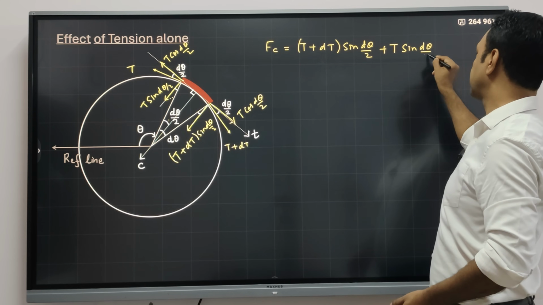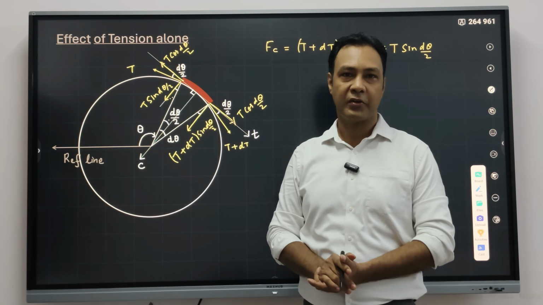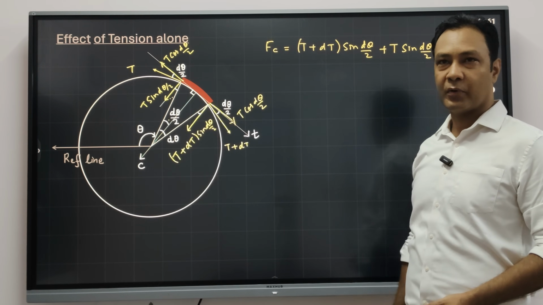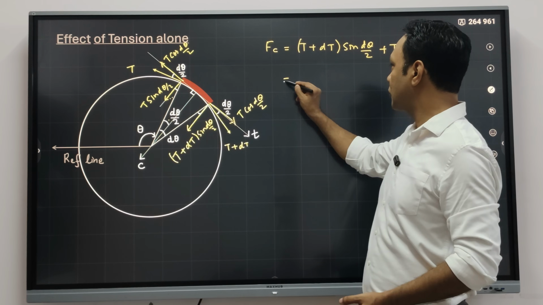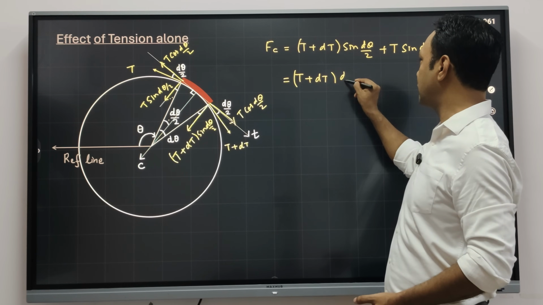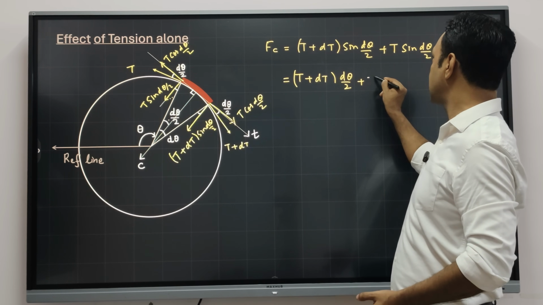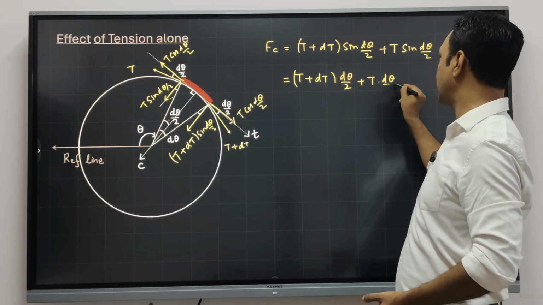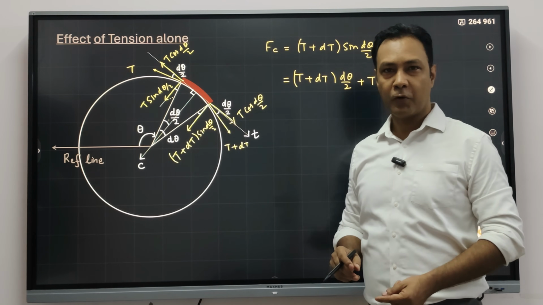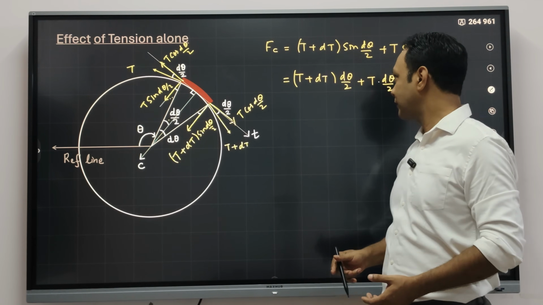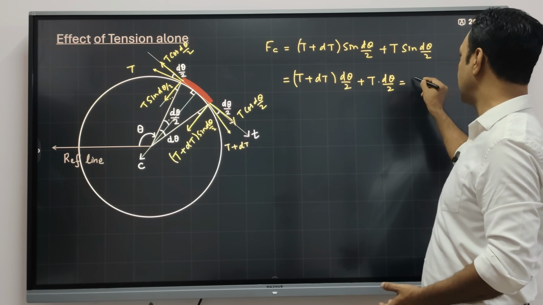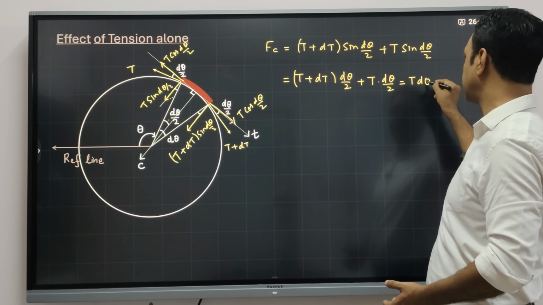And we know that if the angle is very small and measured in radians, we can replace sine theta with theta. So I will replace sine d theta by 2 with d theta by 2. So this would be (T plus dT) into d theta by 2 plus T into d theta by 2. dT and d theta are two very small things, therefore their product would be even smaller, so we'll neglect that part. So that would be 2T into d theta by 2, and that is simply T d theta.